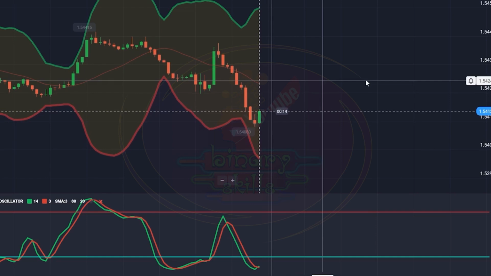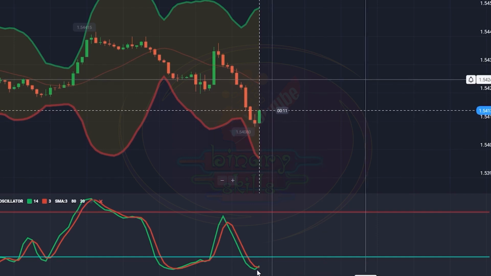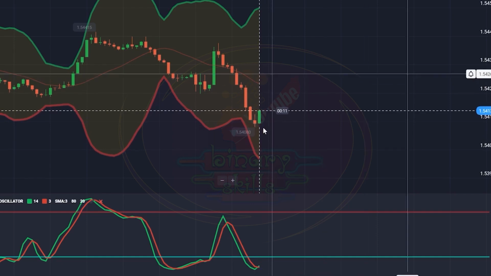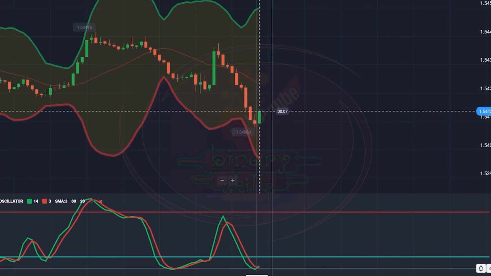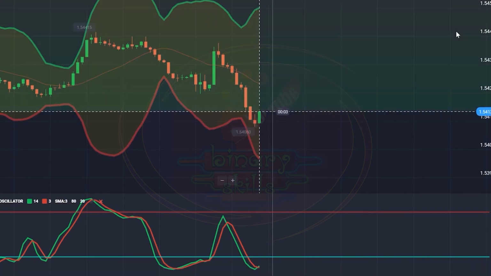I'll open my trade at the beginning of the next candle. The crossover has already happened, and everything is indicating that we can enter a buy trade.